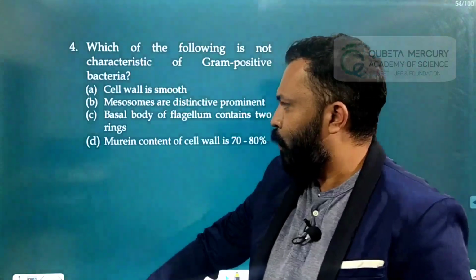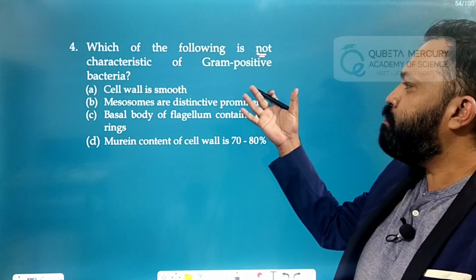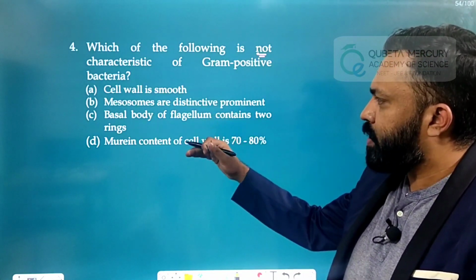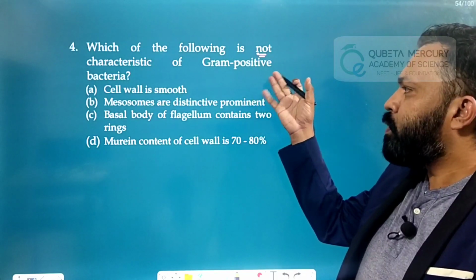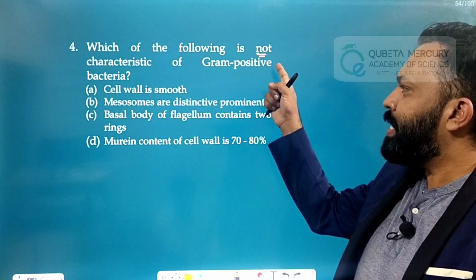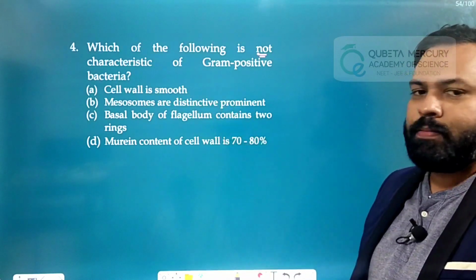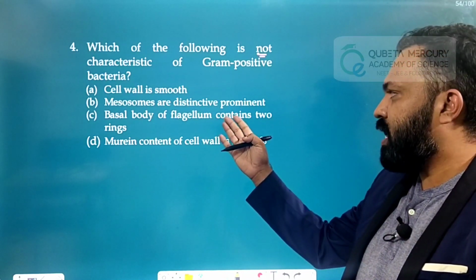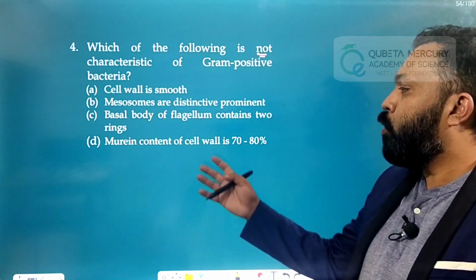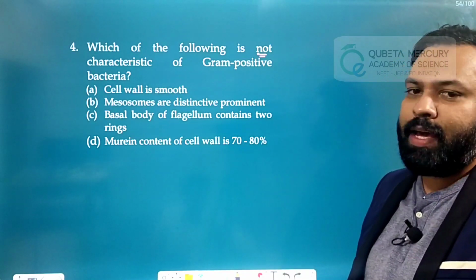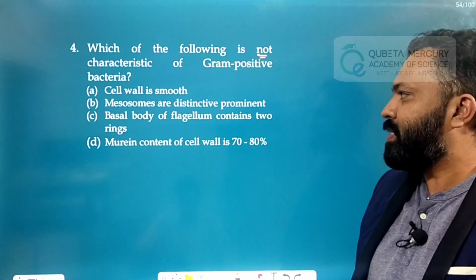Listen to the next question, question number 4. Here it comes. Which of the following is not characteristic of gram-positive bacteria? Of these 4 options, 3 of them are features of a unique group, the gram-positive bacterial characters. But one alone is not a feature of gram-positive bacteria. Which one is it? Options are here. Option A, cell wall is smooth. Option B, mesosomes are distinctive and prominent. Option C, basal body of flagellum contains 2 rings. And option D, murein content of cell wall is 70 to 80%. Of these 4 options, one alone is not a character of gram-positive bacteria.